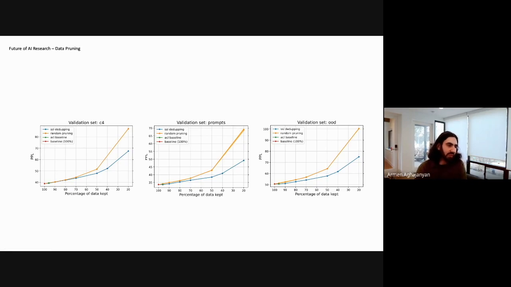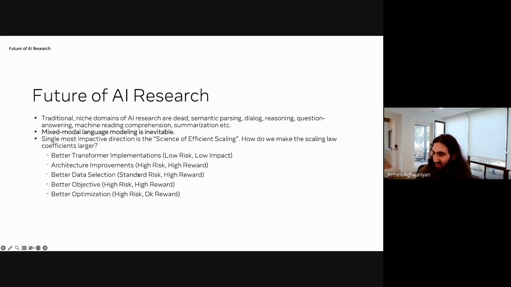This is some work that will come out quite soon, in the next couple of weeks. So definitely data is, I think, the best choice here, standard risk, high reward. So definitely agree, data is a very good research direction here.